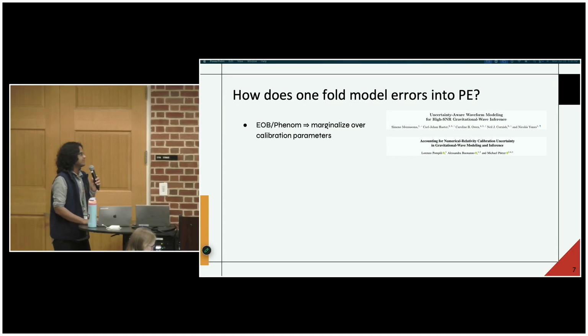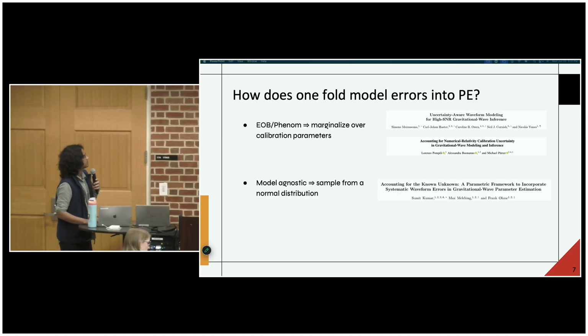We're also not the first people to look into folding errors into PE. The EOB and Phenom models usually have some calibration parameters that are used to improve accuracy by taking NR as references. Instead of having those as fixed parameters, you could use them as free parameters and then marginalize over them during your PE.